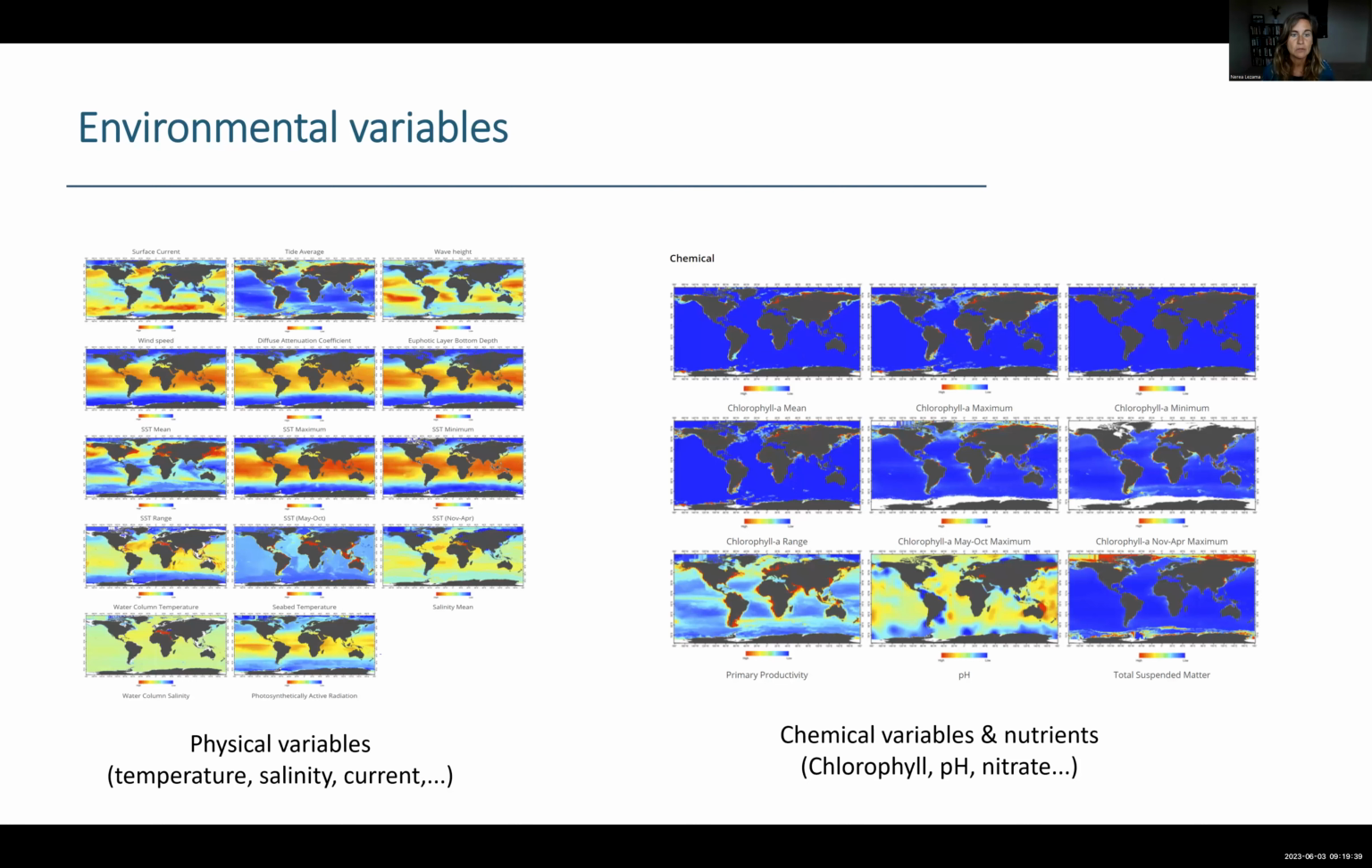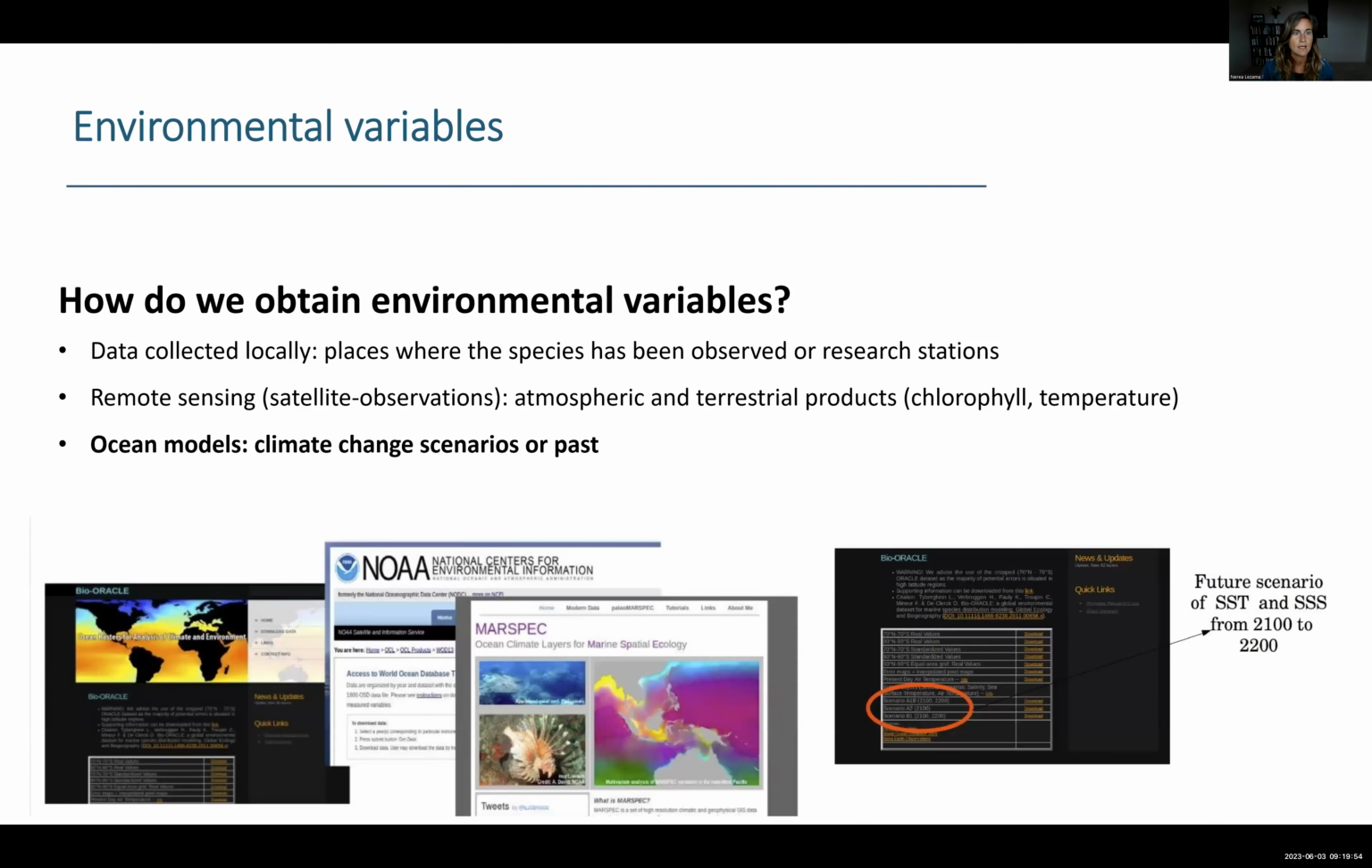This is only an example to show the different kinds of environmental variables that we can obtain from different resources to build SDMs: physical variables, but also chemical variables and nutrients, like chlorophyll, pH, nitrate, etc. So the question is how we can obtain these variables.